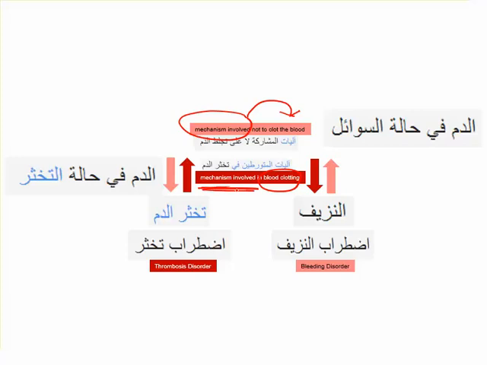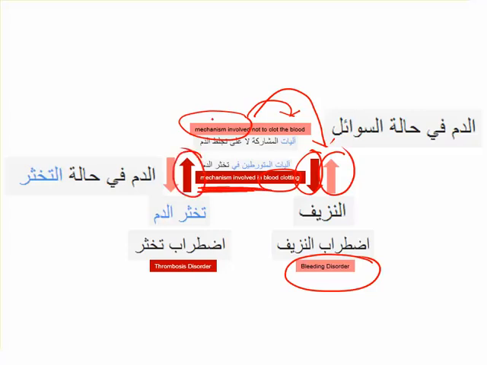So if the mechanisms involved in blood clotting are decreased, or if the mechanisms in the blood which will not allow clotting are increased, then you will get a bleeding disorder. If the mechanisms involved in blood clotting are increased, and the mechanisms which will not allow the blood to clot are decreased, then you will get a thrombotic disorder.